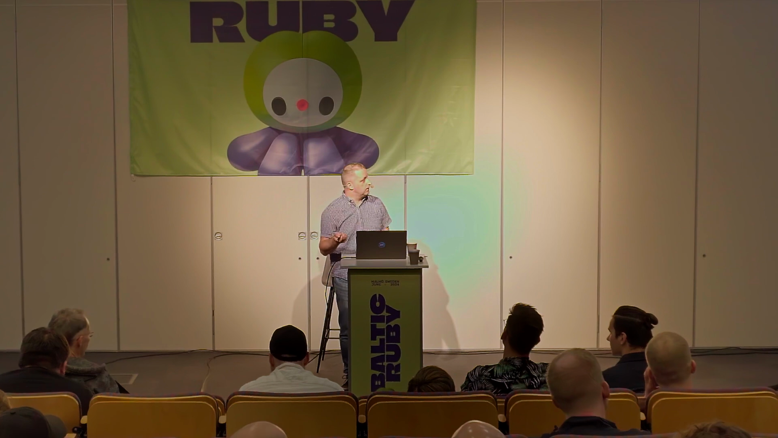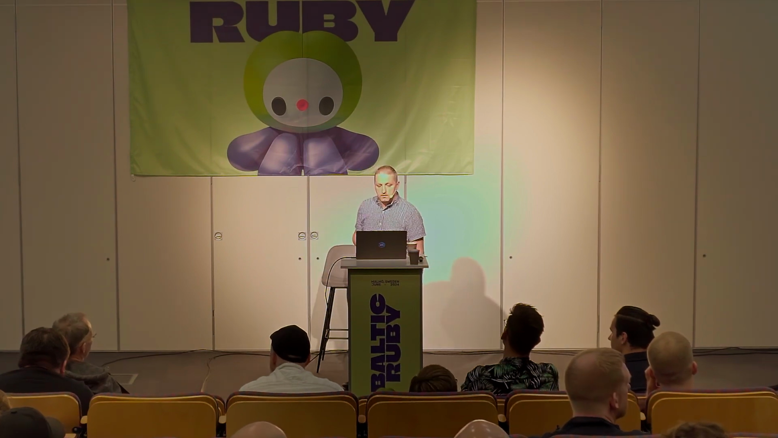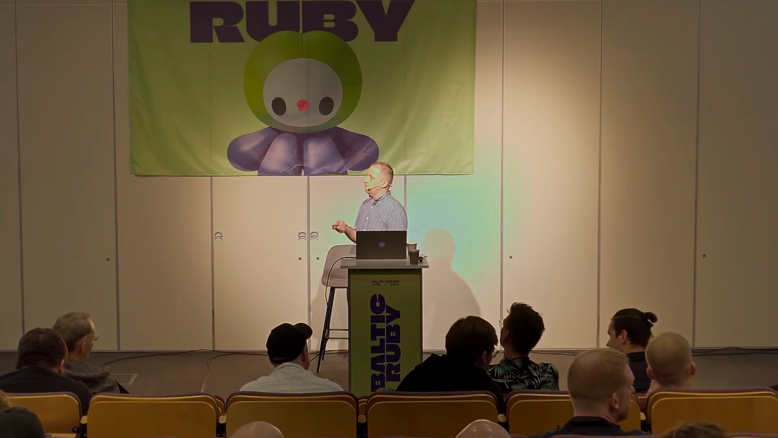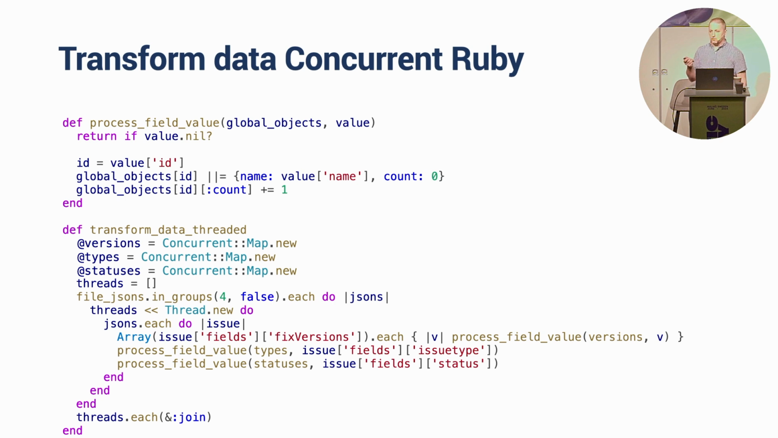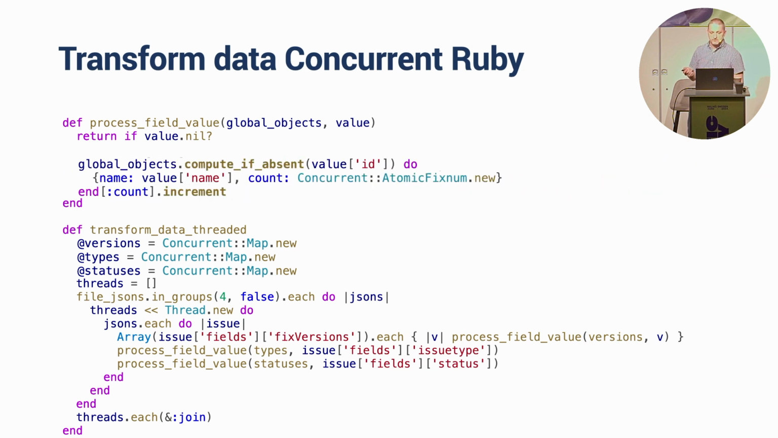Okay, so we have the gem now. Let's see how we could rewrite this threaded code using the options the concurrent gem provides. First, we will use concurrent map instead of plain hashes. And there is still this assignment operation where we increase the value, so we will use atomic fixnum to fix it.